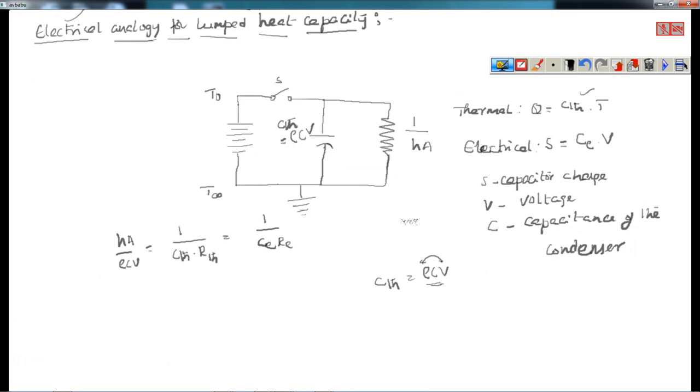Similarly, if I want to explain this in electrical terms, it is the condenser storage or charge storage: S is equal to C into E, where C is the capacitance, multiplied by the voltage.